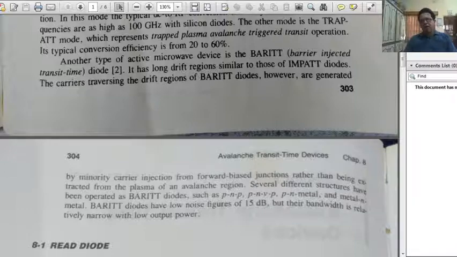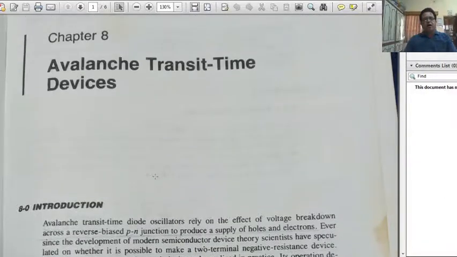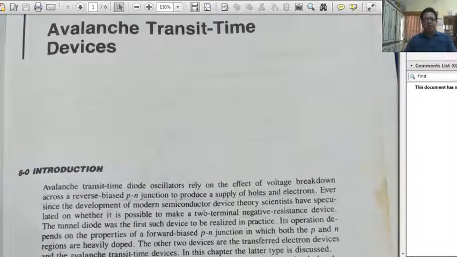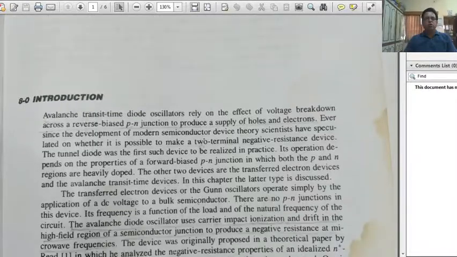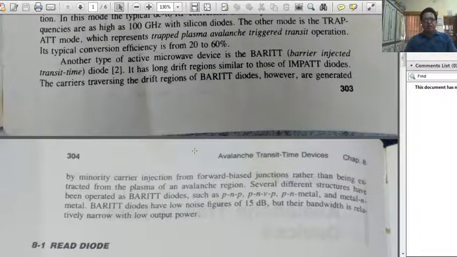So here we try to understand the introduction to avalanche transit time devices. What are avalanche transit time devices? What are the basic principles behind them? And how many kinds of diodes or modes are possible? We try to understand this from this article.